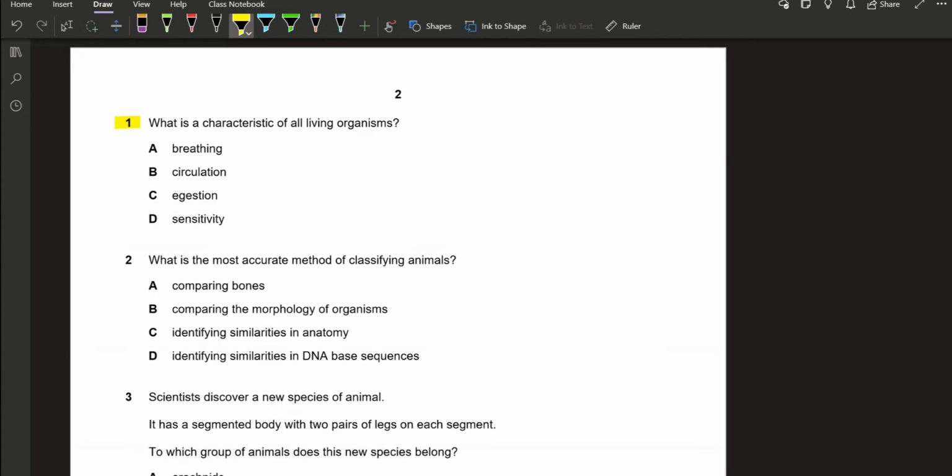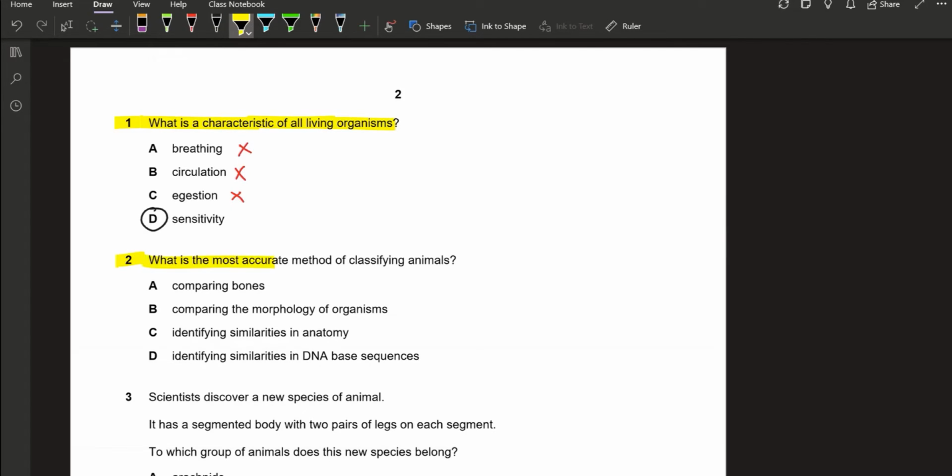Question number 1. What is a characteristic of all living organisms? Option A. Breathing, which is wrong. All living organisms do not breathe. Option B. Circulation, which is also wrong. Option C. Egestion, which is also wrong. Option D. Sensitivity, which is correct.